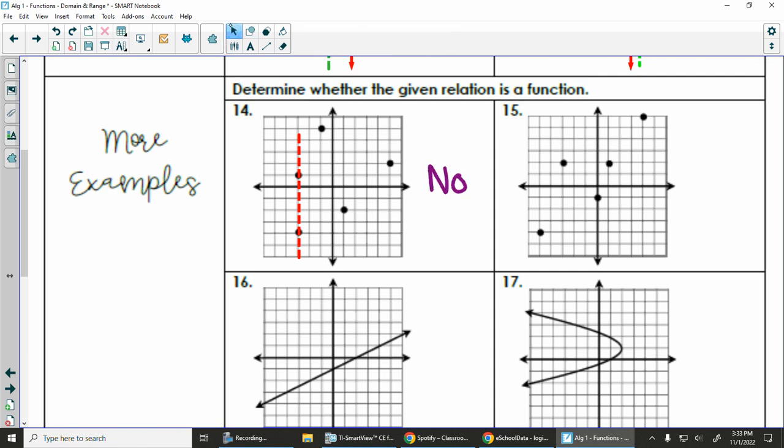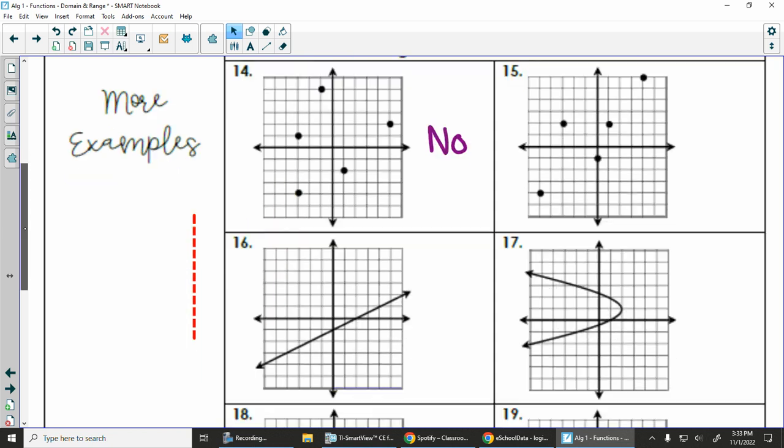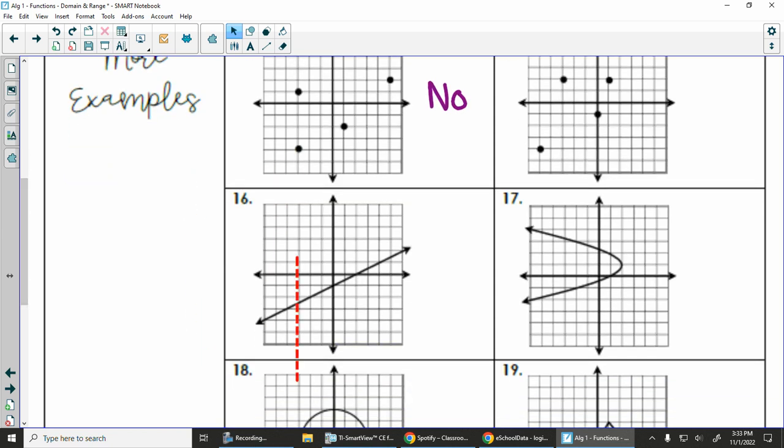Okay, now I'm just going to work my way down, and I'm going to keep doing this same process. So I'm going to use this same vertical line here. And now if I look at my graph and I move this vertical line anywhere I want, no matter where I put it, I am only going to hit this line once and only once. So this would be a function.